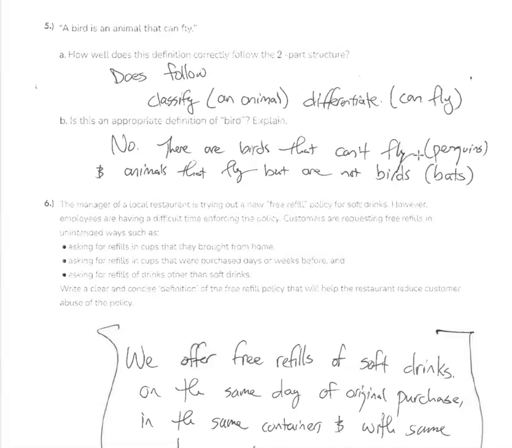Next one, a bird is an animal that can fly. How well does this definition correctly follow the 2-part structure? It does, because it classifies it as an animal and it differentiates, it can fly. Is it an appropriate definition? No. There are a bunch of animals that can fly that are not birds, and there are birds that cannot fly. So this is just not a great definition, even though they tried to follow the 2-part structure.